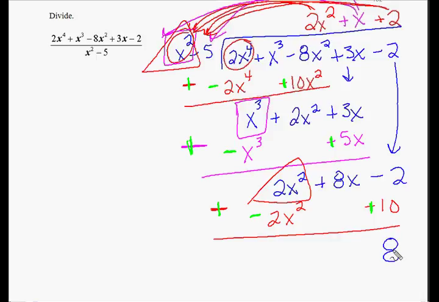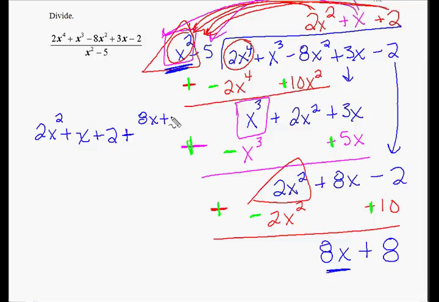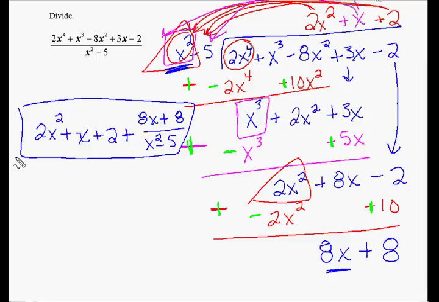Now we have positive 8 and an 8x, and our leading term has been eliminated. Now if I'm going to try and divide x squared into 8x, it won't go. This is what we're calling the remainder, where the degree of the remainder is less than the degree of the divisor. So the answer for this division problem is 2x squared plus x plus 2, and the remainder is written 8x plus 8 divided by the original divisor, x squared minus 5. So that's our final answer for this division problem.